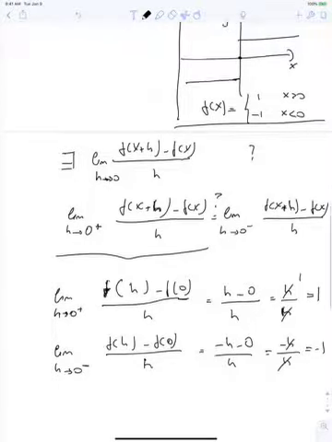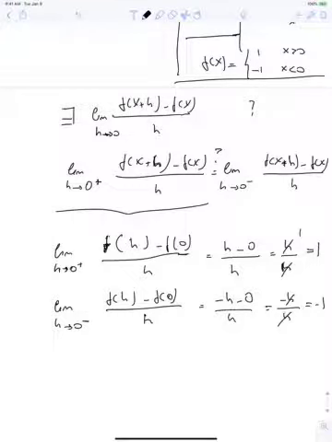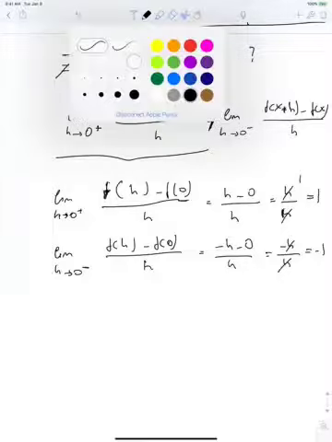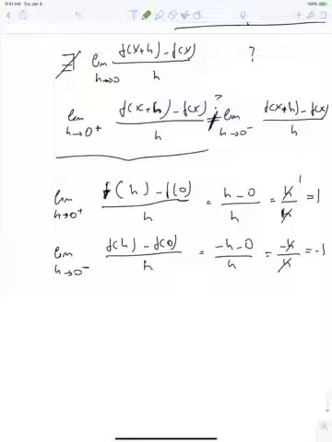So the limit from the right and the limit from the left, they do exist, but they're not the same. So this one here is not verified, which means that this limit here doesn't exist. So the function is not differentiable because the left side and the right side limits are not equal.